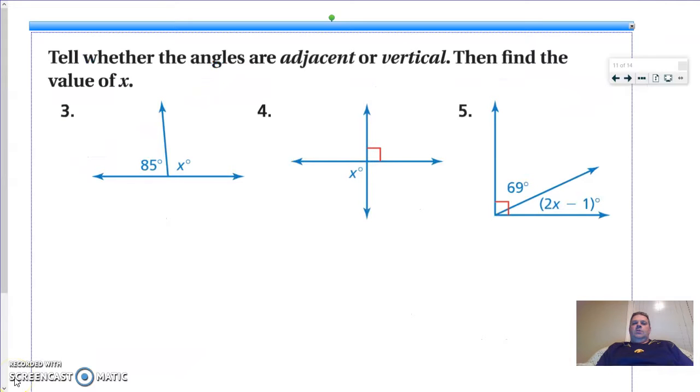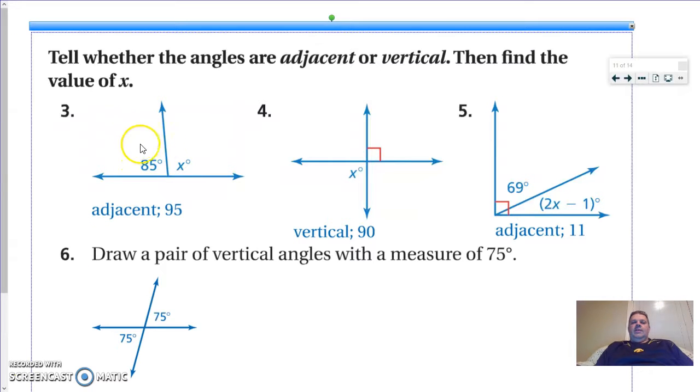Please tell whether these angles are adjacent or vertical, and then find the missing value of x. Please pause the video, allow students to work, have a discussion on what they got for answers, and come back and I will have the answers for you.